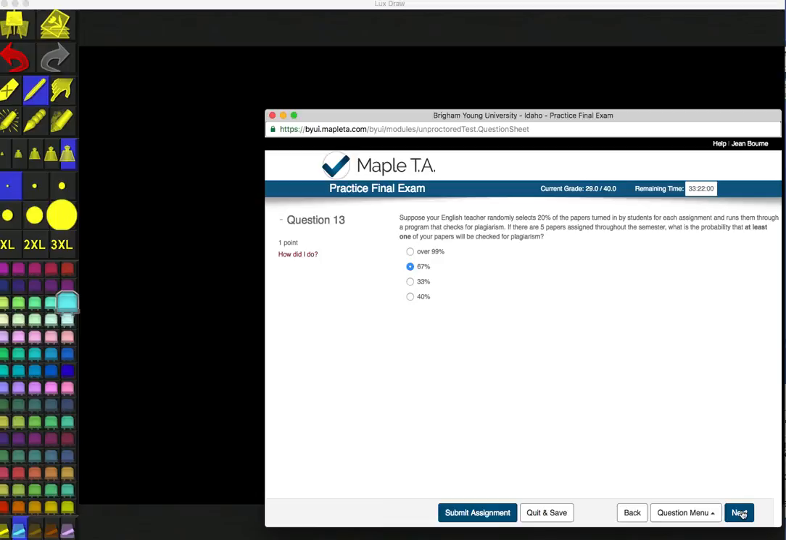Okay, here's 13. Suppose your English teacher randomly selects 20% of the papers turned in by students for each assignment and runs them through a program that checks for plagiarism. If there are 5 papers assigned throughout the semester, what is the probability that at least one of your papers will be checked for plagiarism?